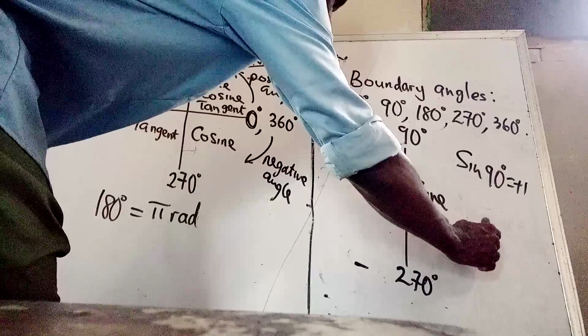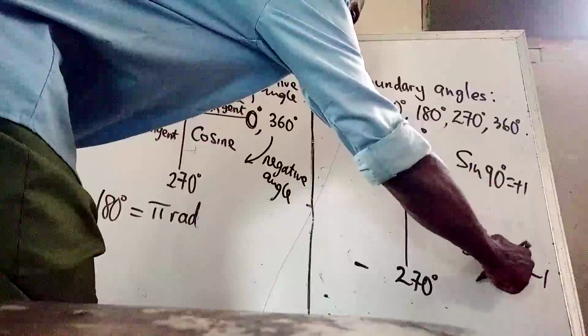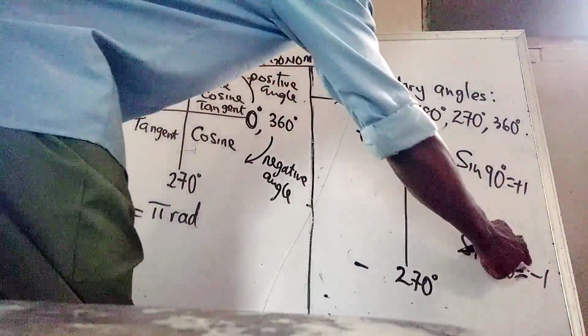While sine 270 degrees will give you negative 1. So please, let's take note of this.